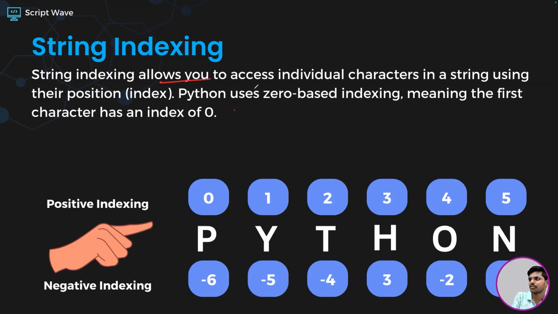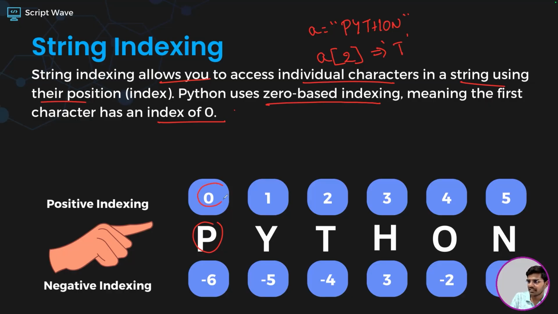String indexing allows you to access individual characters in a string using their positions. So let's take P, the position is 0, Y position is 1. By just using those positions, you can access the letter corresponding to it. How can we access? Let's say a is equal to Python, then you can just say a square bracket 2, which returns the value t, and make sure this should be a string. Python uses zero-based indexing, meaning the first character always has index of 0.